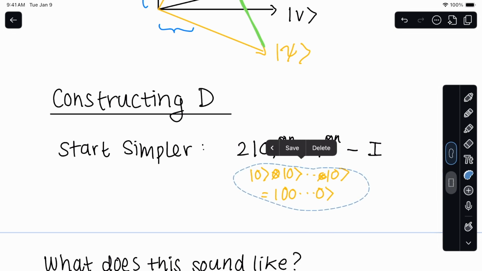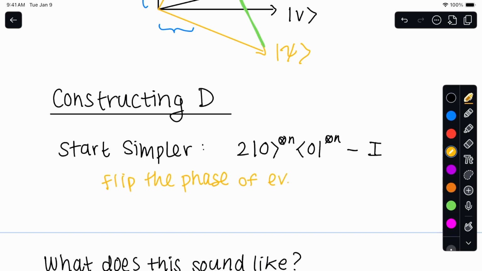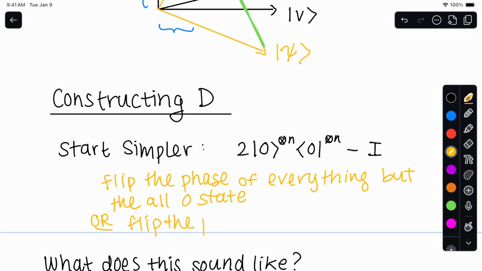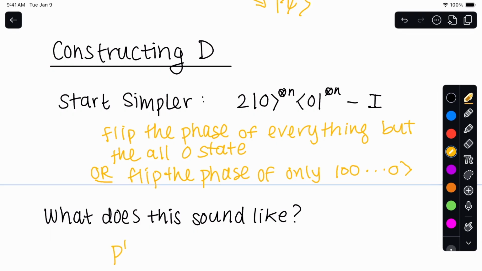So we know that the diffusion operator, which is 2 times the outer product of S minus I, is going to flip the phase around S. So this is going to flip the phase of everything but the all zero state, which is equivalent to saying flip the phase of only the all zero state. Again, just emphasizing the reason for this is because we don't care about the overall global phase. We only care about phases relative to each other, so it doesn't actually make any practical difference if we flip the phase of just the zero state or we flip the phase of everything but the zero state. So what does this sound like if we flip the phase of only the zero state? This sounds like a phase flip oracle with the target state being the all zero state.